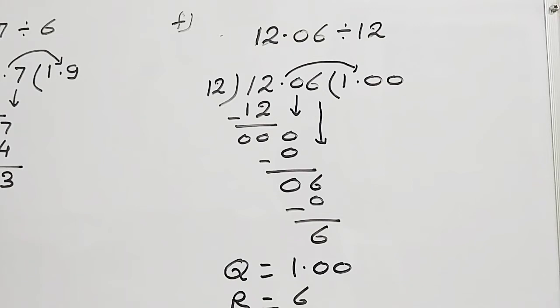Question number F. 12.06 divided by 12. When we take the whole number part of the dividend, 12, 12 once is 12. Subtracting 12 from 12, it gives 0. Then shift the decimal to the quotient and write one digit 0 down.